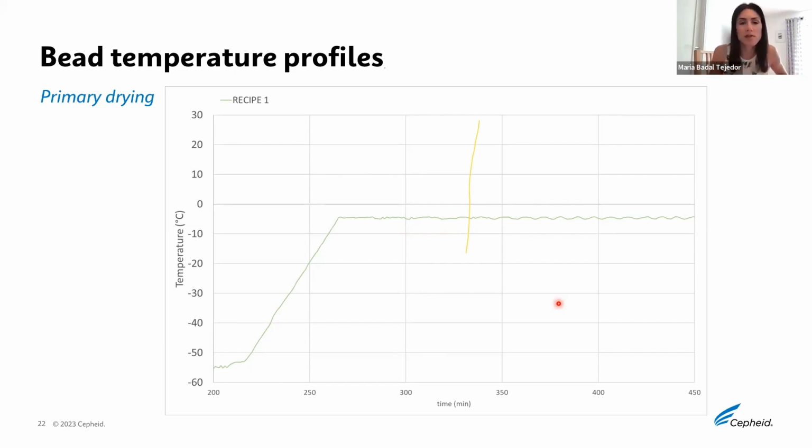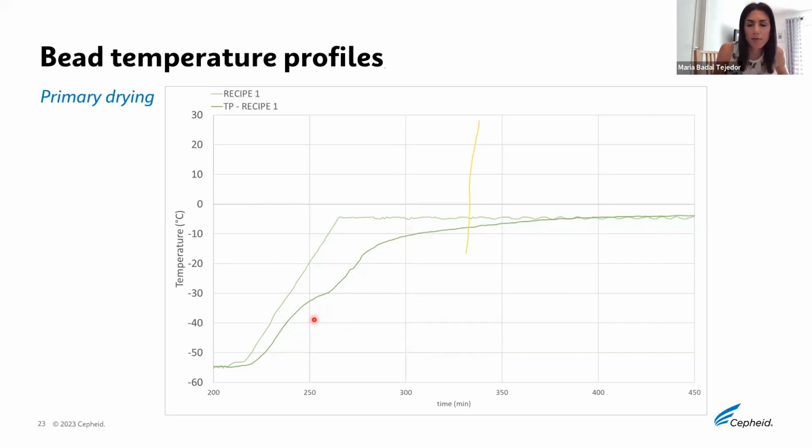So the faster we give the energy, of course, the easier it is to reach this collapse temperature. But let's first have a look at each of the cycles and how the bead temperature profile looks in each case. So we look at primary drying. For cycle 1, we increase the shelf temperature to -5 degrees, and here we can see what the temperature profile of the bead looks like.